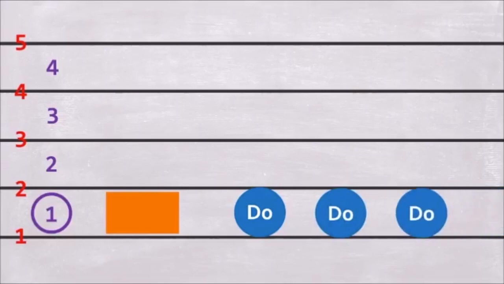This rectangle is a do marker. It is not a note. This is just a rectangle, but it tells us where do goes. So in this case, this do marker tells us that the note that we're going to call do is going to be in space number 1. So if I bring in a note, and this note is in space number 1, then I know that that note is do. If I bring in a few more notes in the same place, those are also going to be do. Just for kicks, let's sing this.